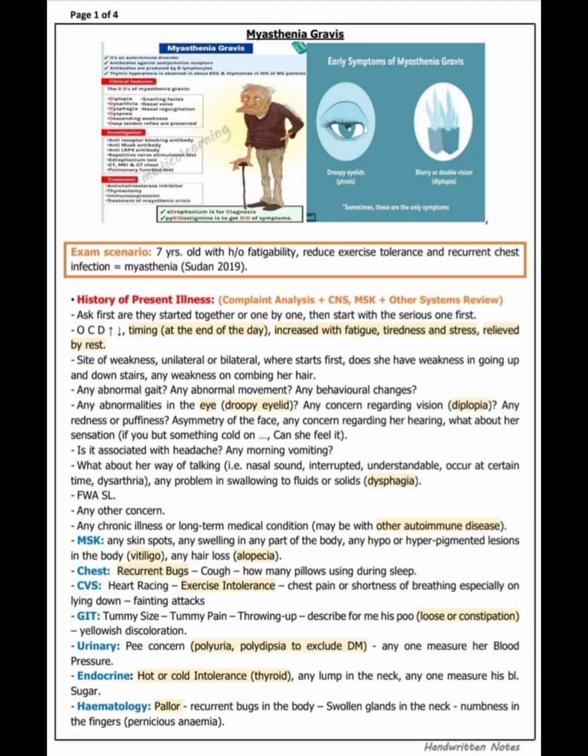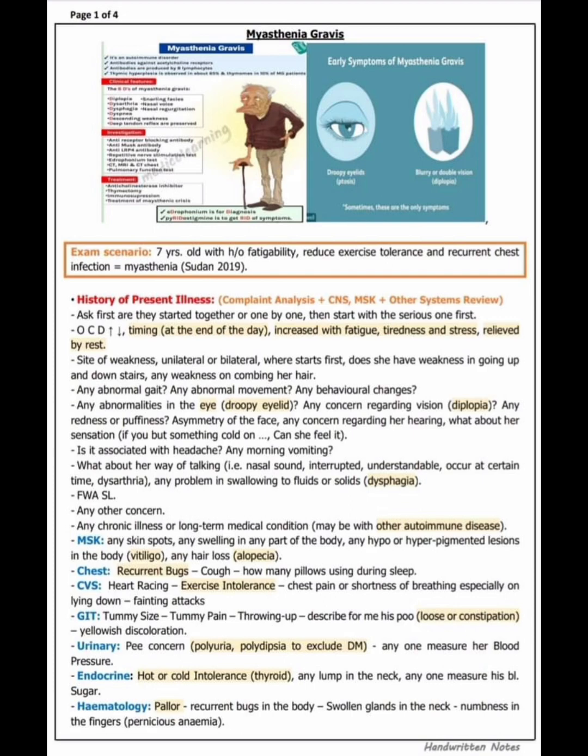in the eye. Remember, droopy eyelid we find in Myasthenia gravis. So any abnormality in the eye we ask, any concern regarding vision, diplopia we find in Myasthenia gravis. Then we ask any redness or puffiness, asymmetry of the face, any concern regarding her hearing. What about her sensation? If you put something cold, can she feel it? Is it associated with headache, any morning vomiting? What about her way of talking?